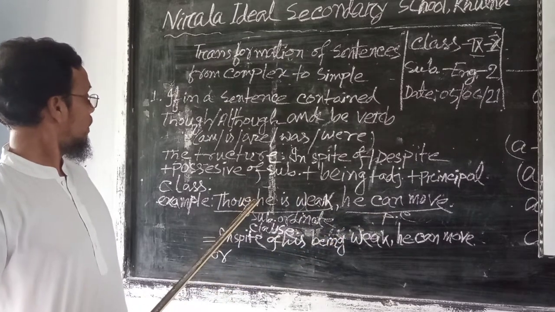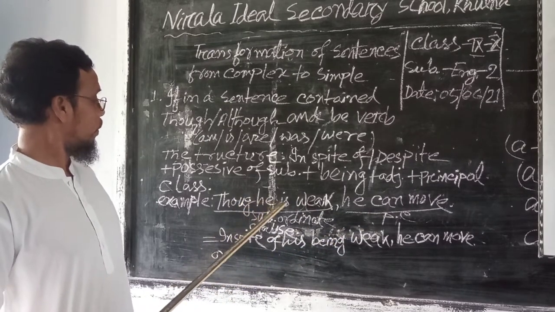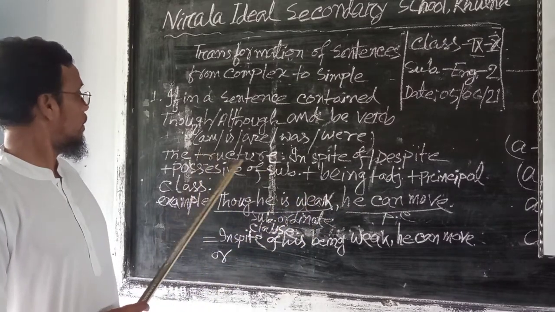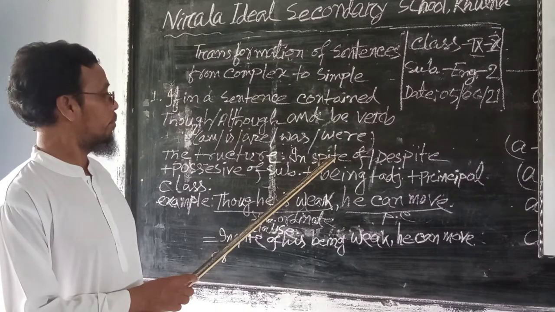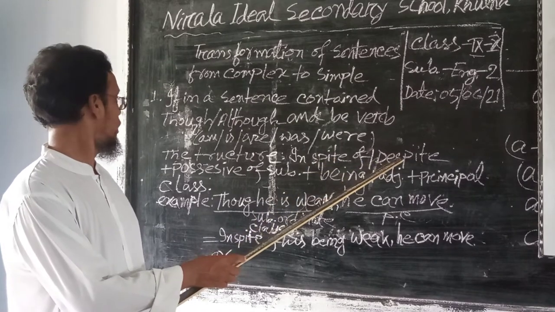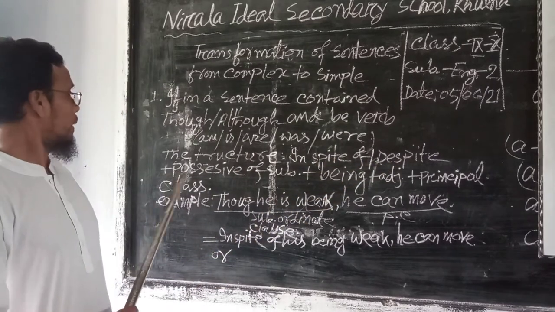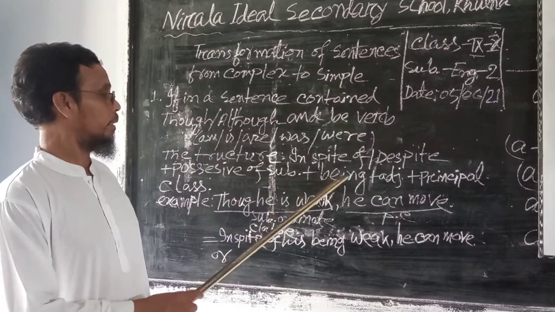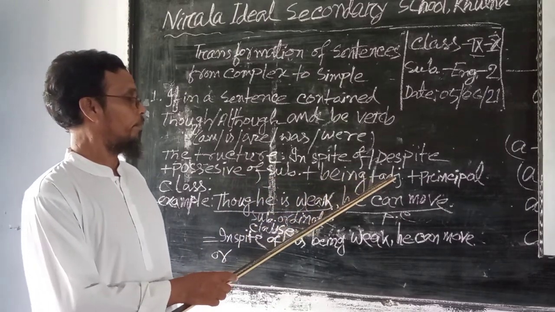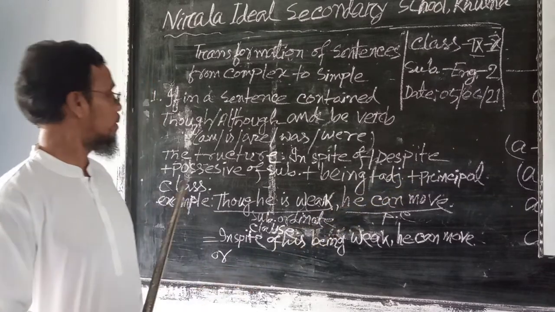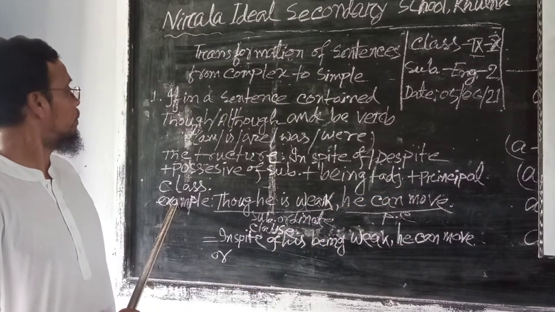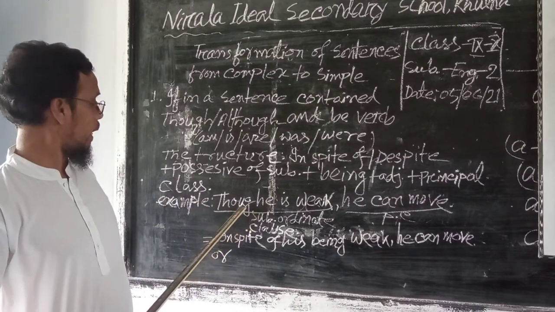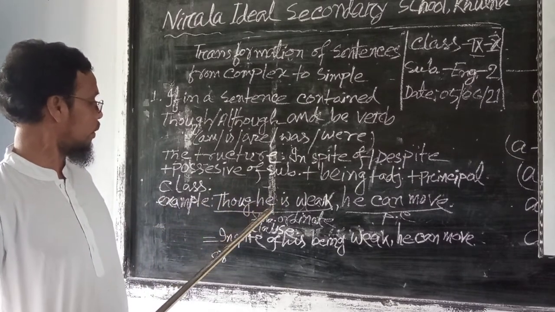If you want to change this sentence, you have to follow the instruction: in spite of or despite, plus possessive of subject, plus being, plus adjective, plus principal clause. Dear learner, in this way you can change the sentence from complex to simple.